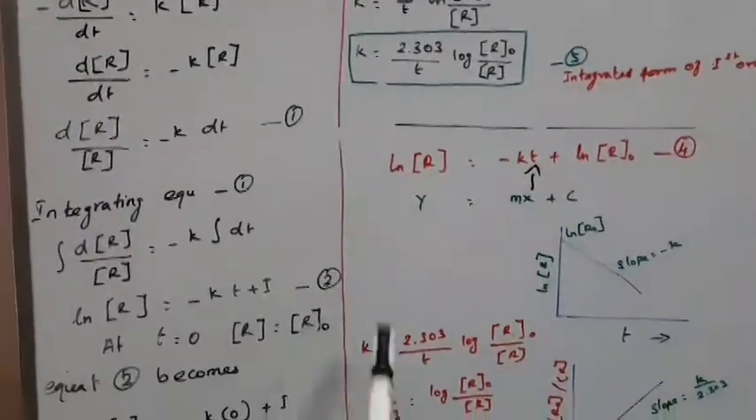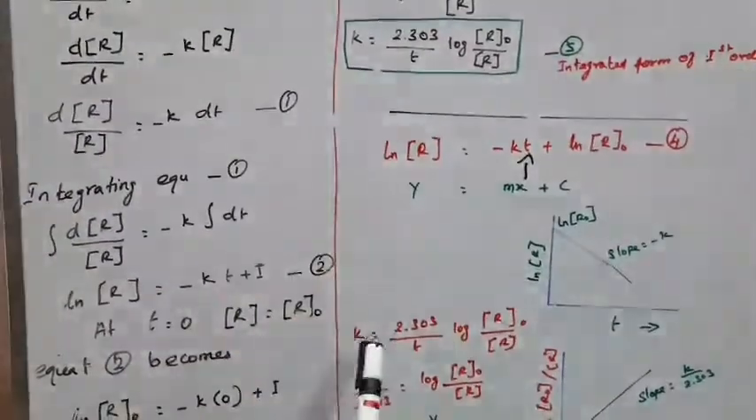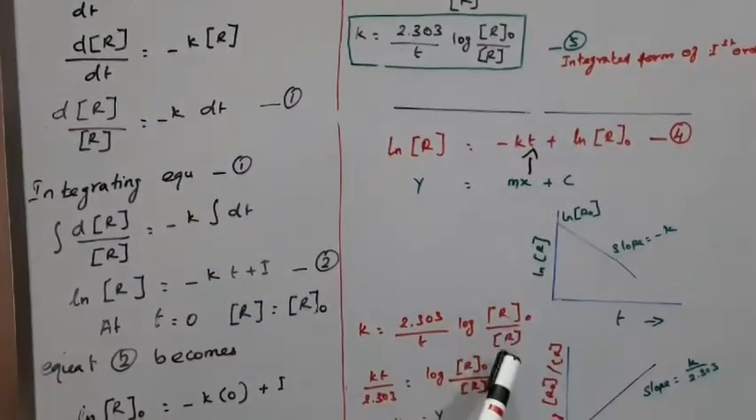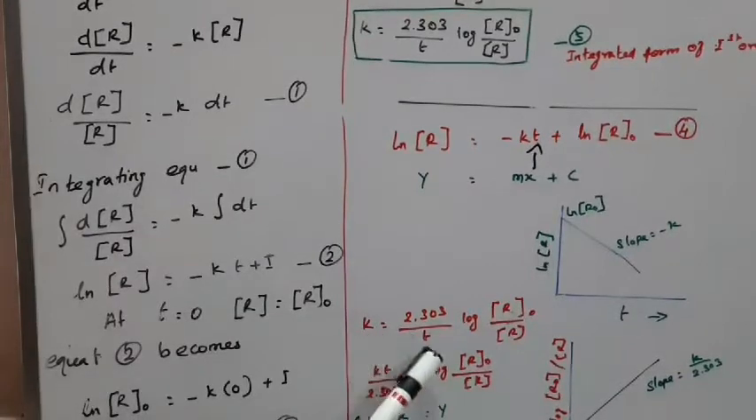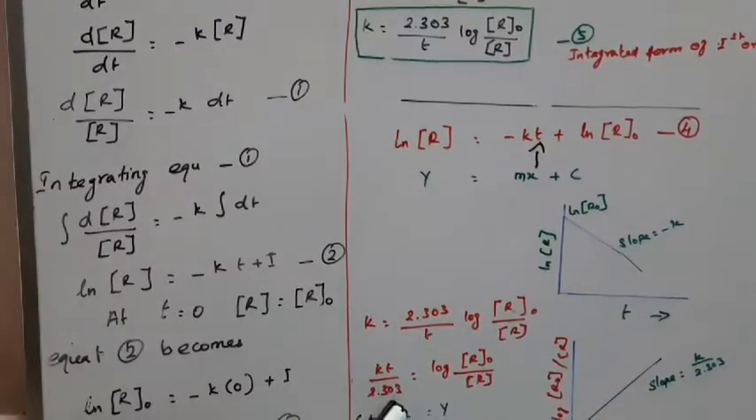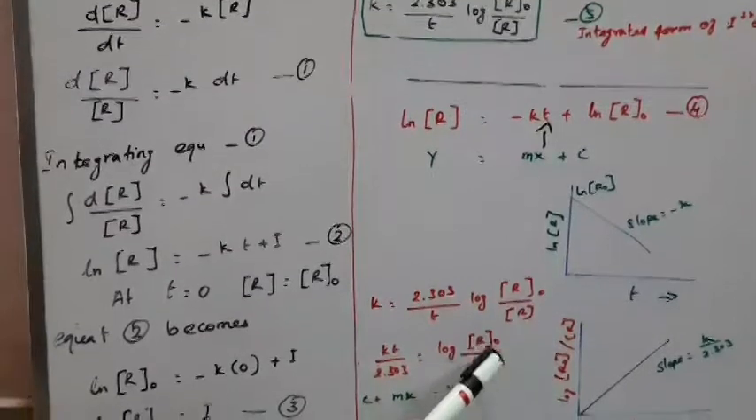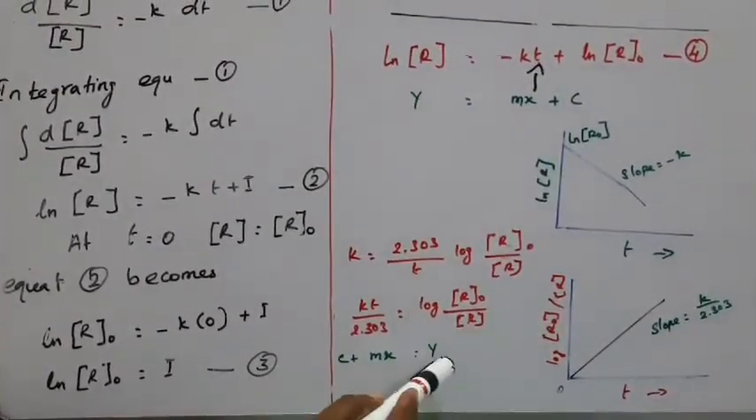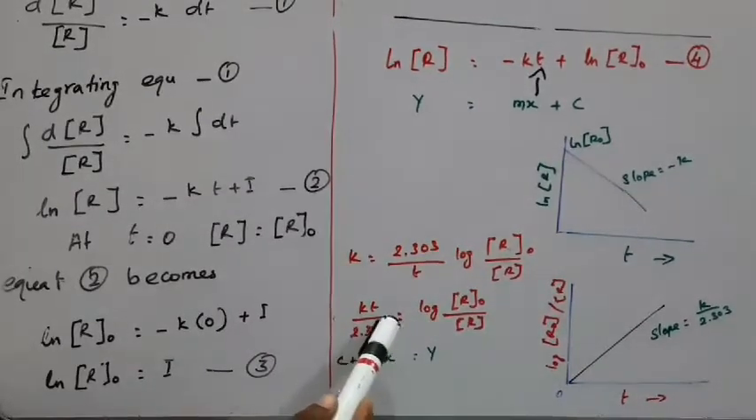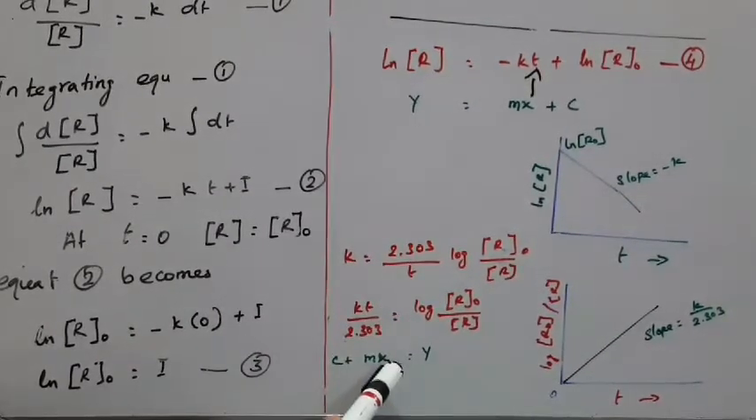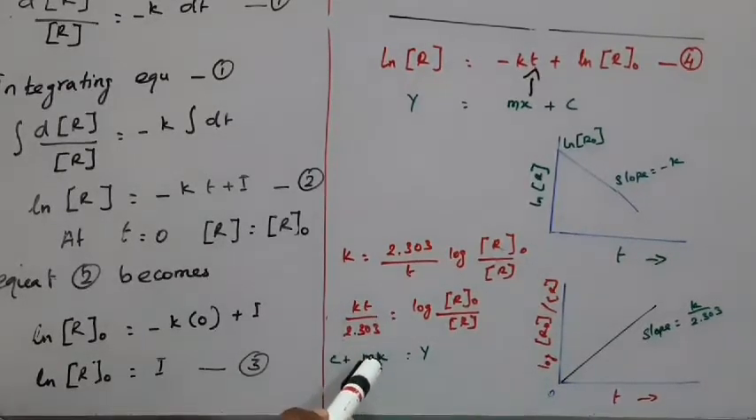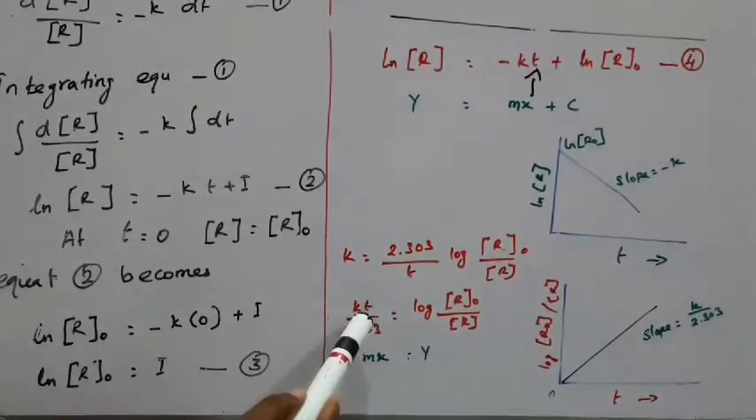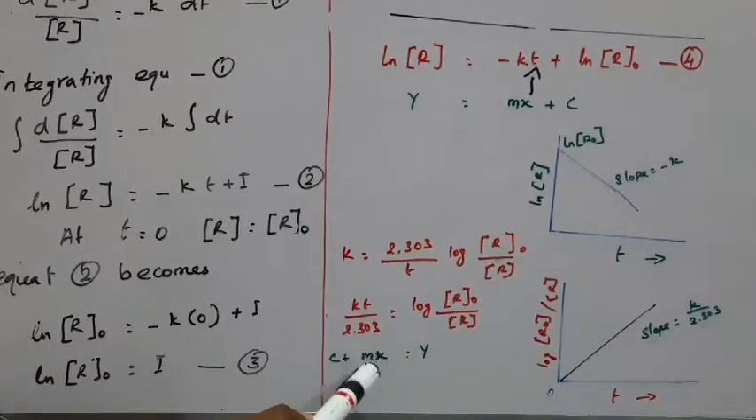For another graph, take the fifth equation, k equal to 2.303 by t log R0 by R. So kt by 2.303 equal to log R0 by R. Here we may consider the whole log term as the y axis, the x axis as time, and m as k by 2.303. There is no constant, so it is a positive slope.